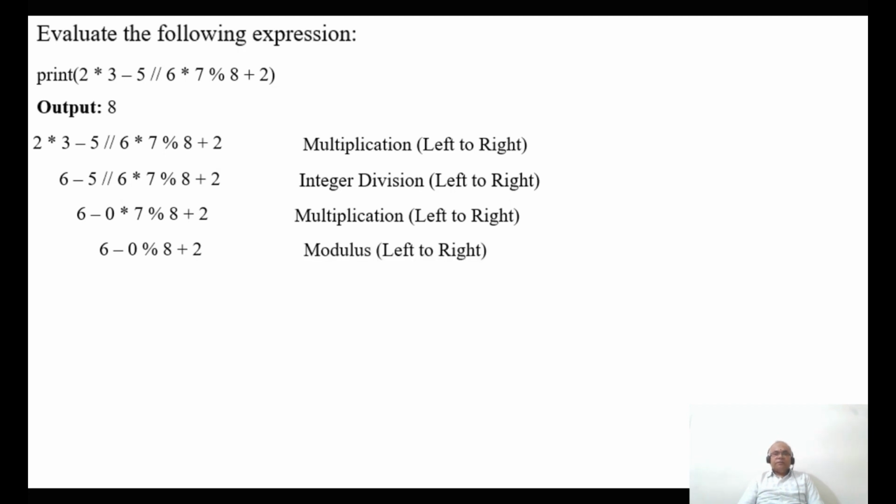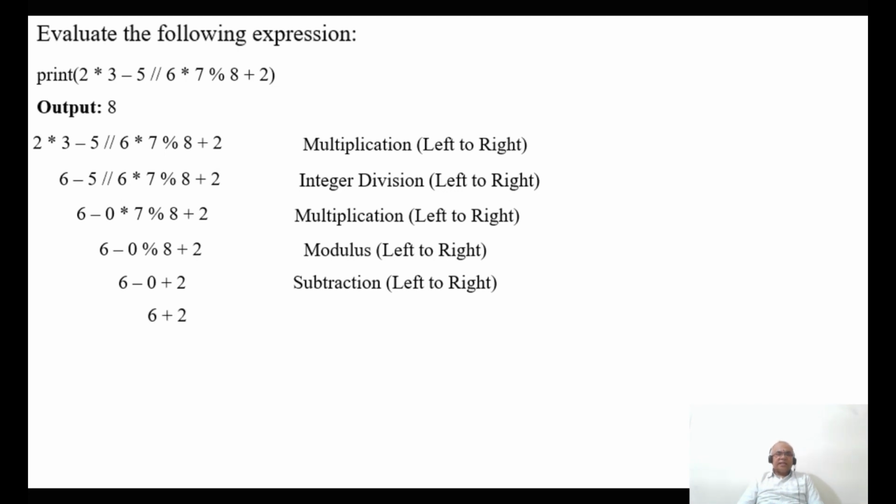So modulus from left to right. So 0 divided by 8, again you are going to get the remainder as 0. So 6 minus 0 plus 2. So then we have 6 minus 0 plus 2. Both minus and plus have the same precedence, so we have to start from left to right, that is subtraction first, from left to right.